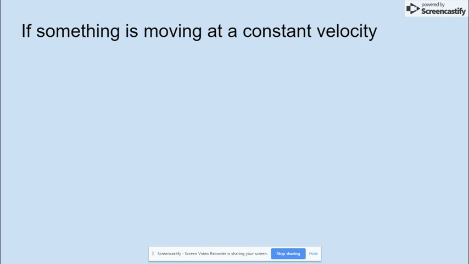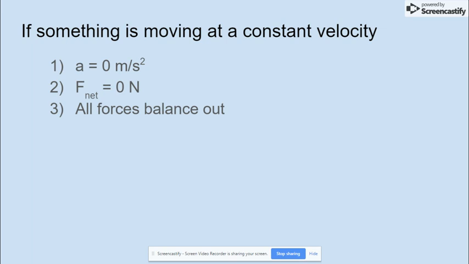The first thing is that if something is moving at a constant velocity, that tells us the acceleration is 0 meters per second squared because the velocity is not changing, it's not speeding up or slowing down. A second nice fact that comes out is that the net force is then 0 newtons. Looking back at Newton's second law, mass times 0 acceleration means the net force is 0. So both of those things are 0. And a third thing, looking at your free body diagram and all the different forces, all of your forces must balance out. So if you know it's going at a constant velocity, you know all of those really useful things, and you'll probably be using some or all of them. They're all basically related, saying the same thing.